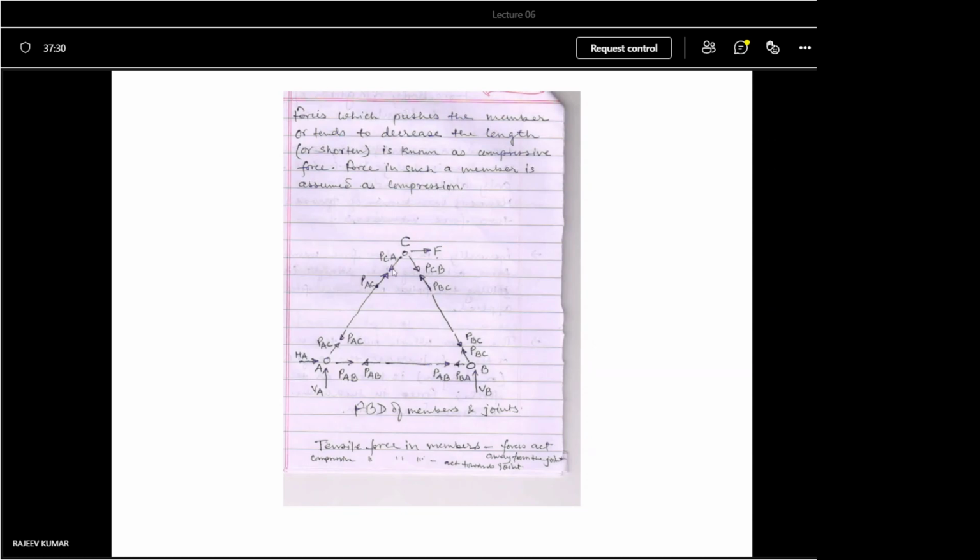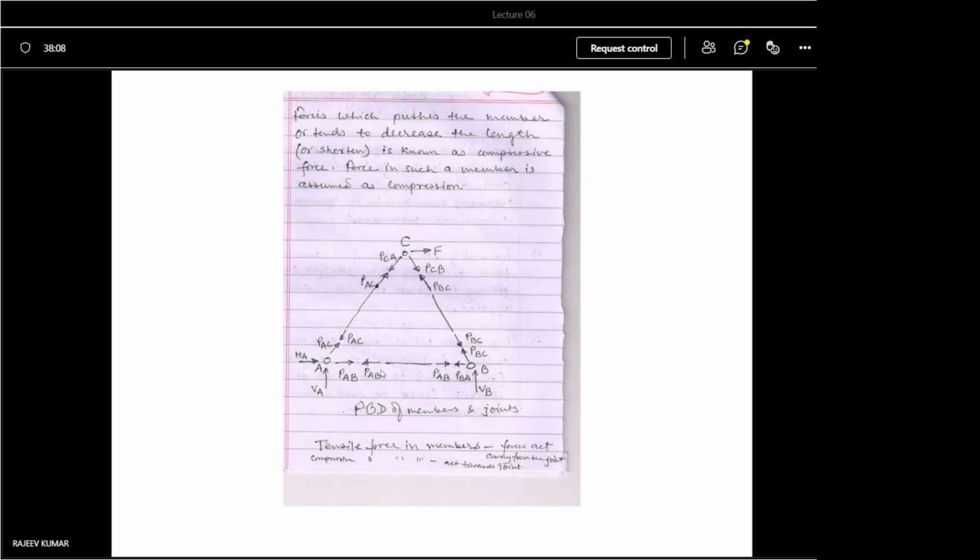In the same way, this joint is there, and the AB member is there. Imagine that a force is acting from A to B direction. So you write PAB from joint A, in this direction force is acting, PAB. This is a member cut, and from point B, force PBA will be there. PAB and PBA are both the same because the members are straight.